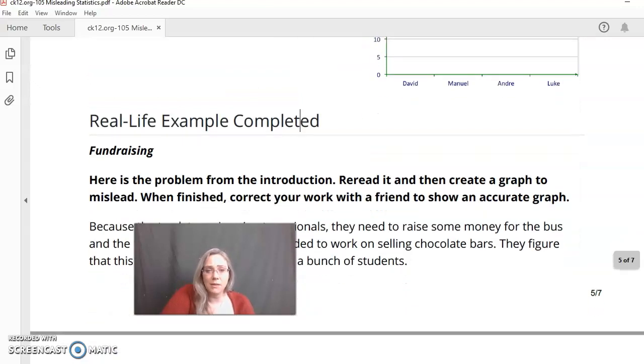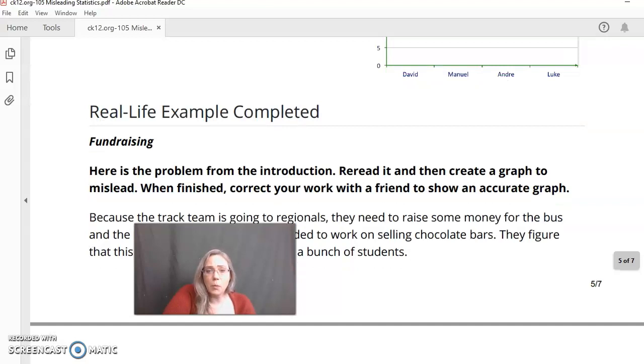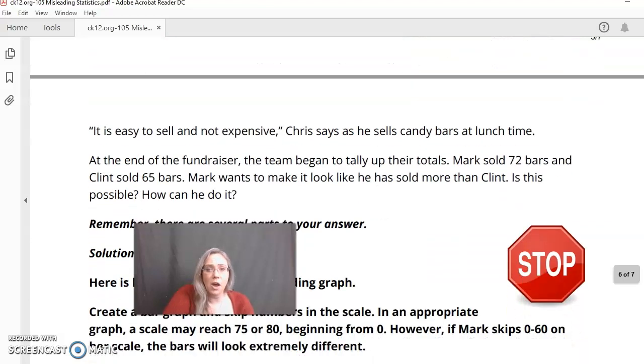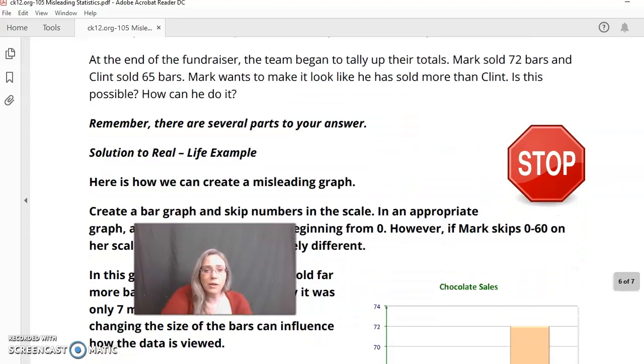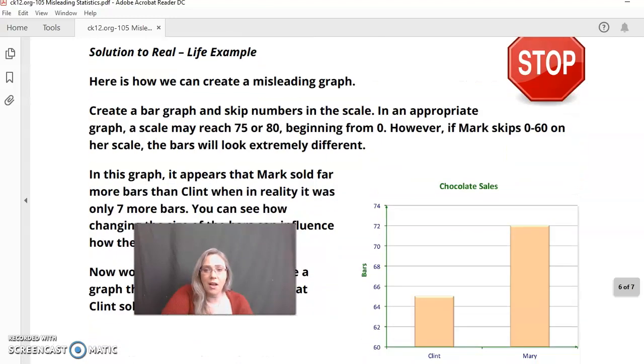So all the way back at the beginning, fundraising. We're going to look at how we could show who is selling the most chocolates. It's easy to sell and not expensive. At the end, Mark sold 72 bars and Clint sold 65. He wants to make it look like he sold a lot more. Is this possible? How would we do this? Well, create a bar graph and skip numbers in the scale.